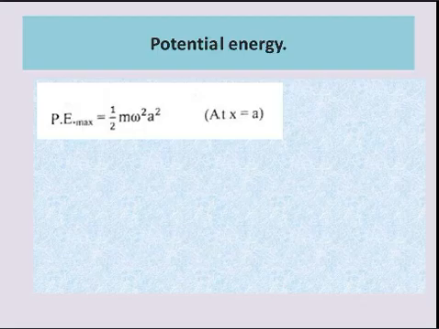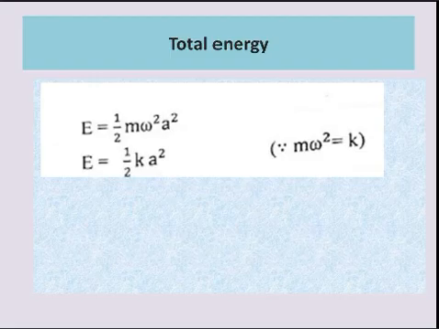Potential energy is given by half m omega square a square. At this position x is equal to a. Remember this from numerical point of view. And now the total energy is given by half m omega square a square. But we know that k is nothing but m omega square. If we substitute, we will get the total energy is equal to half k a square. Again, this slide is very important from numerical point of view. There are chances that they can ask numerical based on this slide.